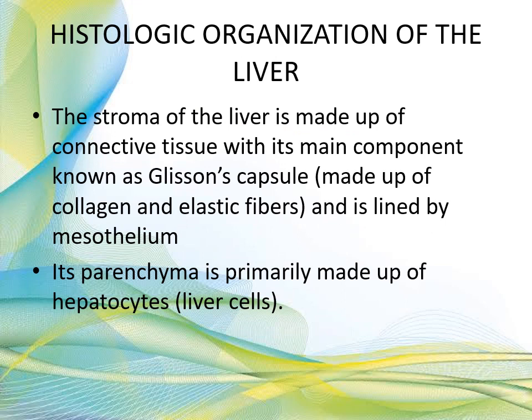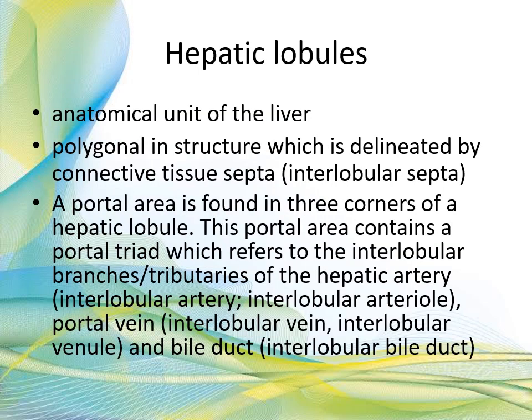So the histologic organization of the liver. So it is made up of connective tissue. Anong kanyang main component? Glisson's capsule made up of collagen and elastic fiber. Yung parenchyma naman is made up of hepatocytes or the liver cells. So yung mga hepatic lobules, it is the anatomical unit of the liver. It is polygonal in structure, delineated by the connective tissue septa.